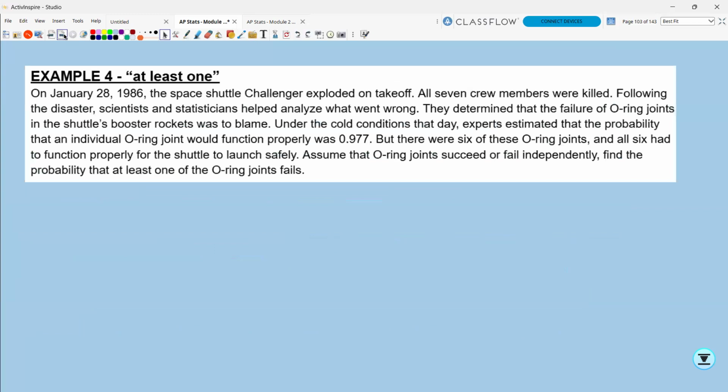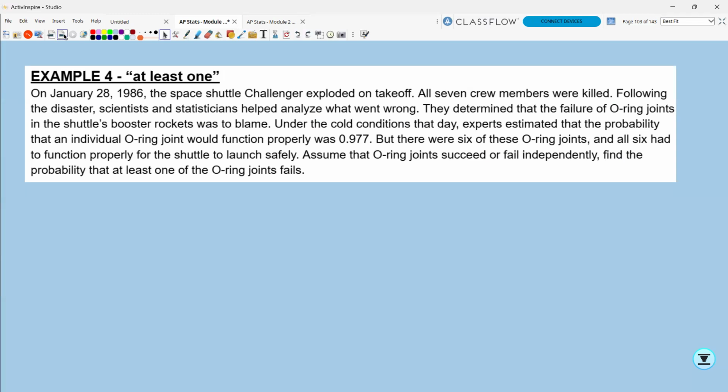Let's look at this more formally. Example 4. On January 28th, 1986, the Space Shuttle Challenger exploded on takeoff. I was 6 years old. All 7 crew members were killed. Following the disaster, scientists and statisticians helped analyze what went wrong. They determined that the failure of O-ring joints in the shuttle's booster rockets was to blame.